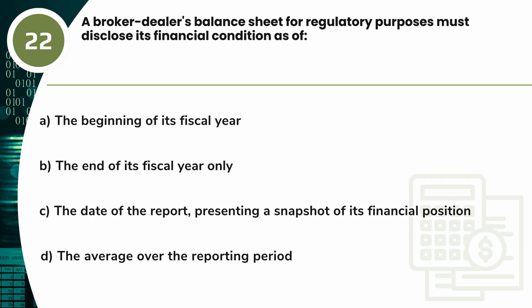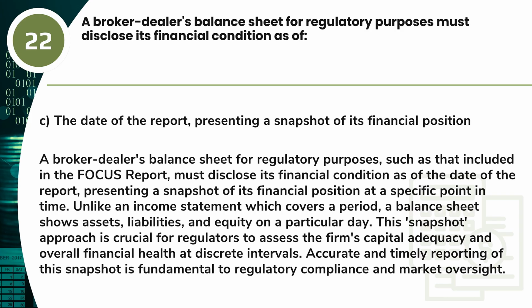Question 22. A broker-dealer's balance sheet for regulatory purposes must disclose its financial condition as of: A. The beginning of its fiscal year. B. The end of its fiscal year only. C. The date of the report, presenting a snapshot of its financial position. D. The average over the reporting period. Answer C. The date of the report, presenting a snapshot of its financial position.